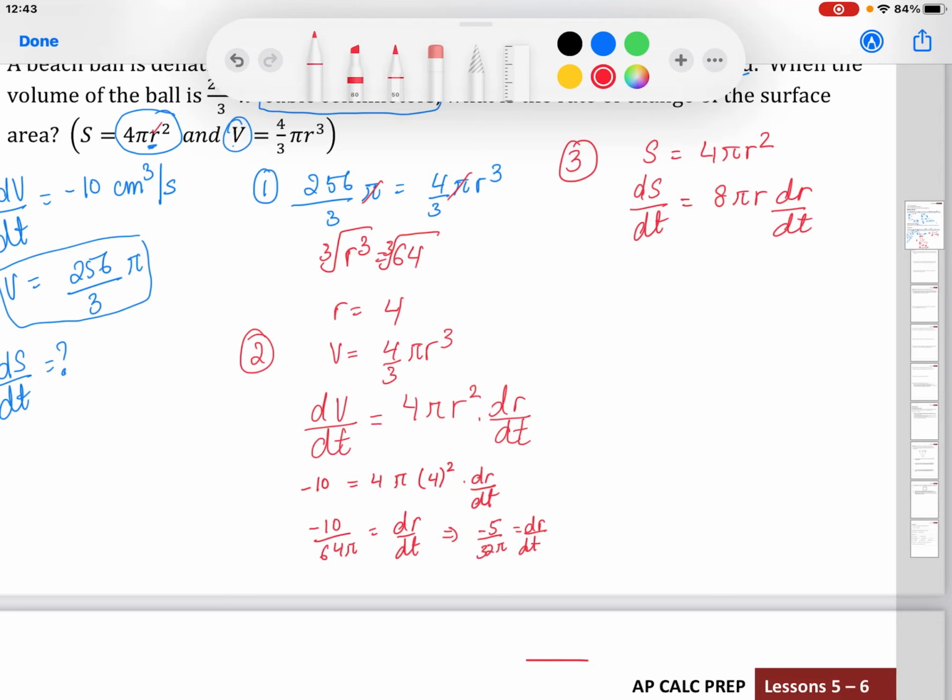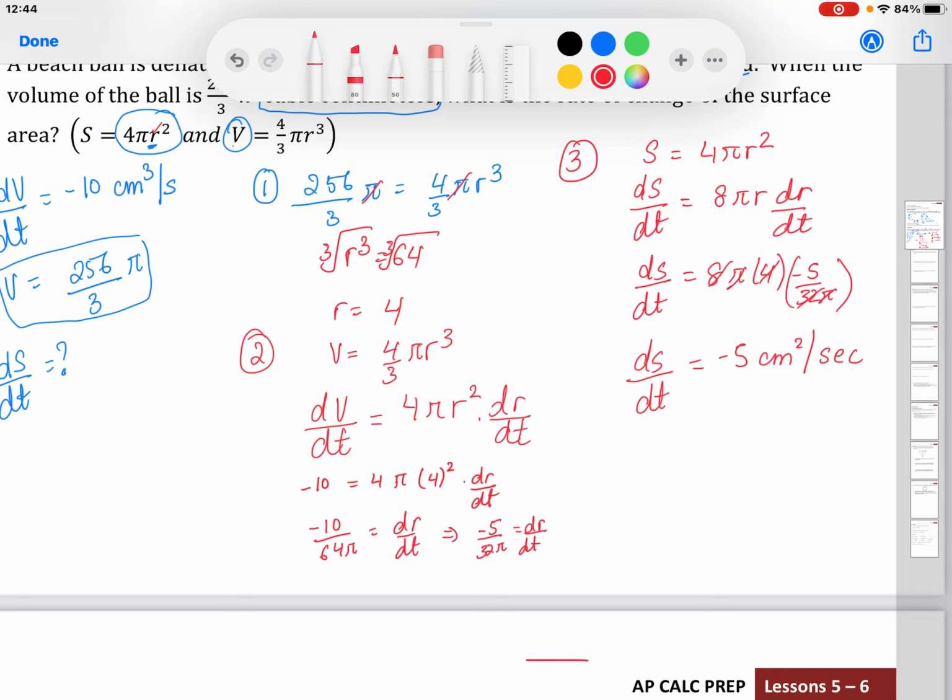Right? So then what do I get? All I'm going to do is substitute in. I need to find dS dt. 8 pi r is 4. And dr dt is what? -5 over 32 pi. The pi's cancel out, and 8 times 4 is 32, and the 32s cancel out. So I'm left with my rate of change of the surface area is -5, and the units would be centimeter squared per second, because it's area.